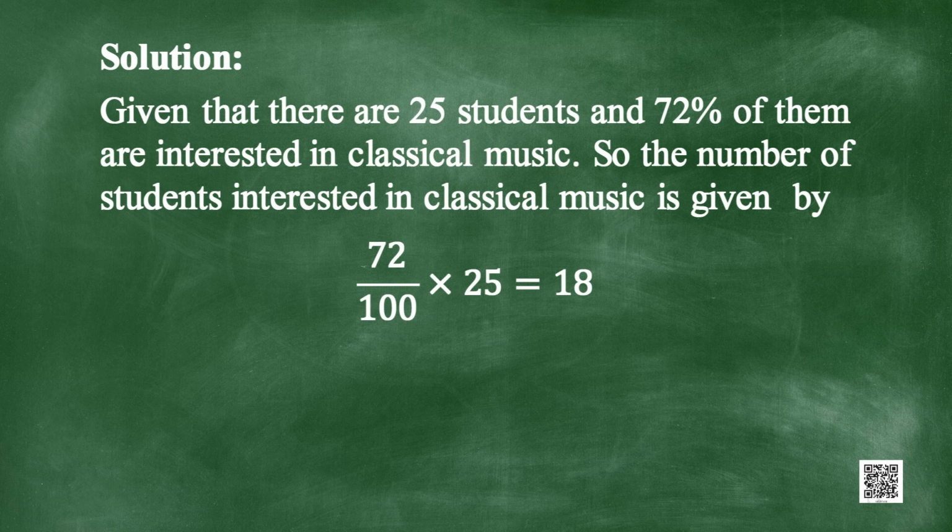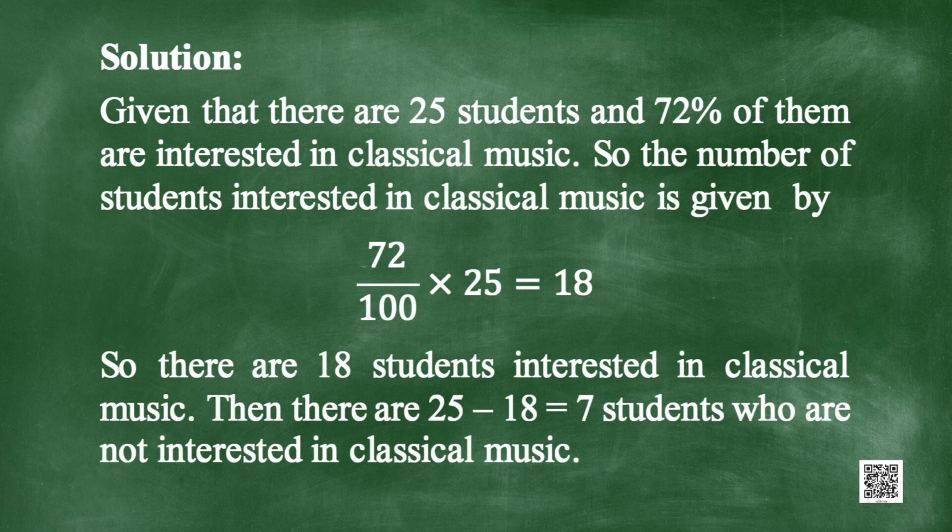So, multiplied with 25, we can cancel 25 with 100, 4 times. So, 72 divided by 4 will be equal to 18. So, there are 18 students interested in classical music. Now, we can find the number of students who are not interested in classical music by subtracting this 18 from 25. So, 25 minus 18 is equal to 7. Therefore, there are 7 students who are not interested in classical music.